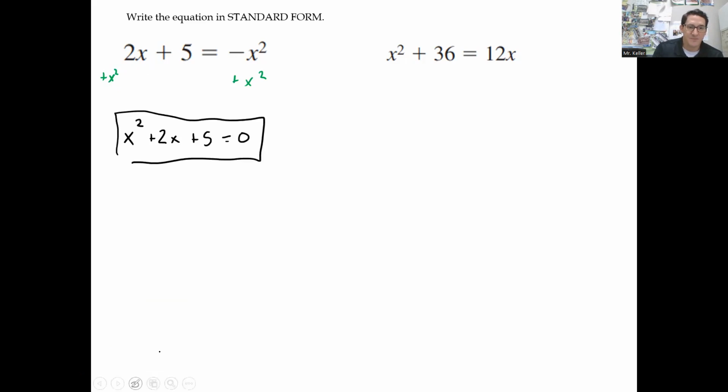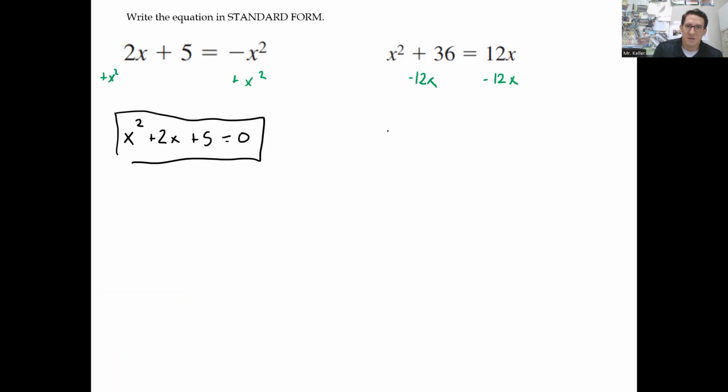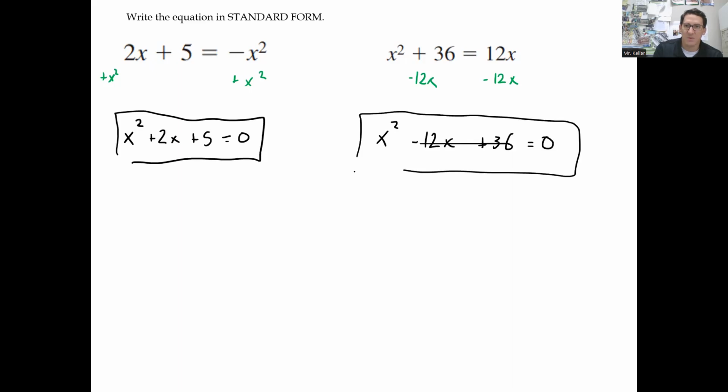This one over here, again, in the standard form, I need to subtract 12x, and that one's going to go in the middle, in between the two. So again, x squared, x, no x on those terms. So x squared minus 12x plus 36 is equal to 0. Not going to fix that line that went through. We're getting it. All right.